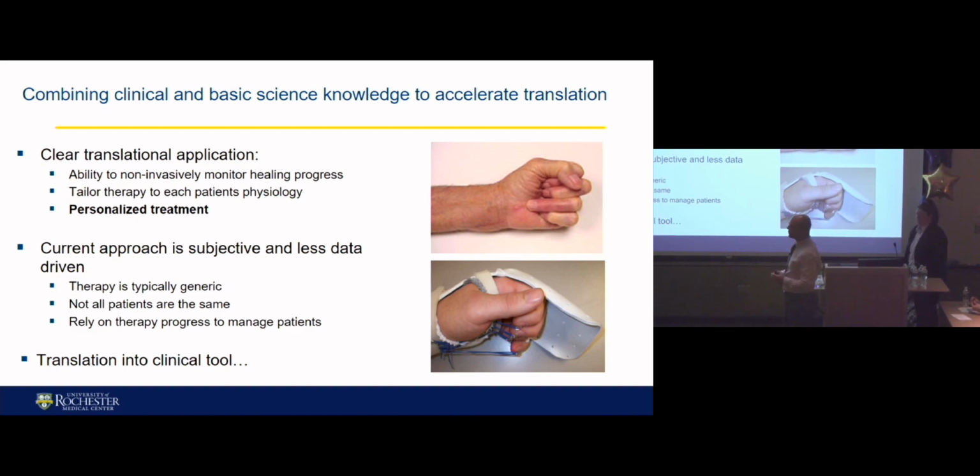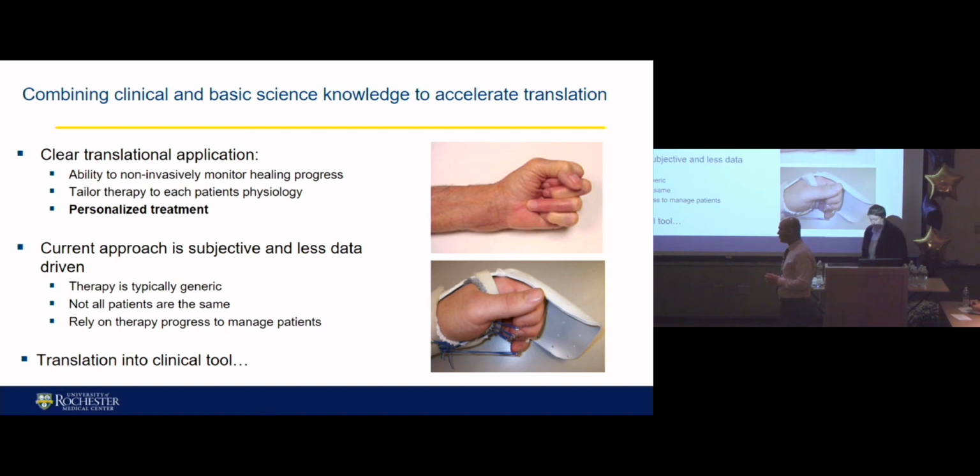The current approach that we use during physical therapy is subjective currently and less data-driven. Basically, once the repair is done, we take the patient to physical therapy, and at that point, it becomes a black box. We don't really monitor what's going on underneath in the finger, but use the progress in therapy to manage the patient. Given that we don't have that information, therapy is typically generic, is not personalized, and we know that not all patients are the same.